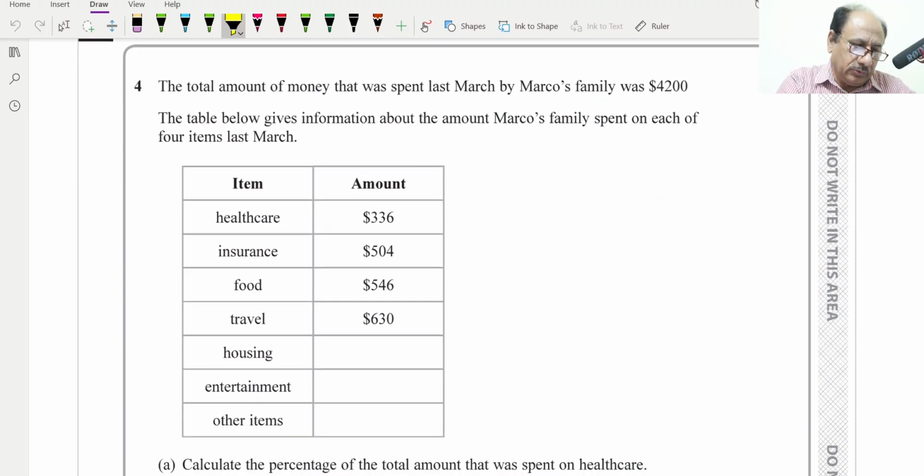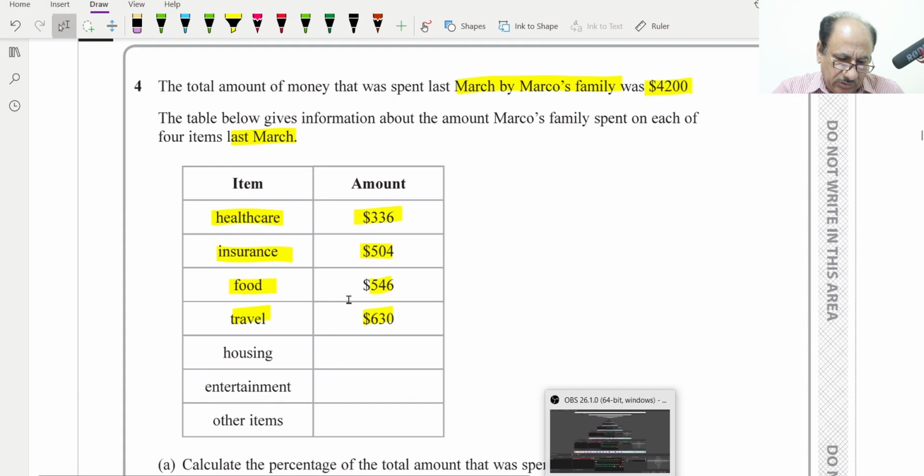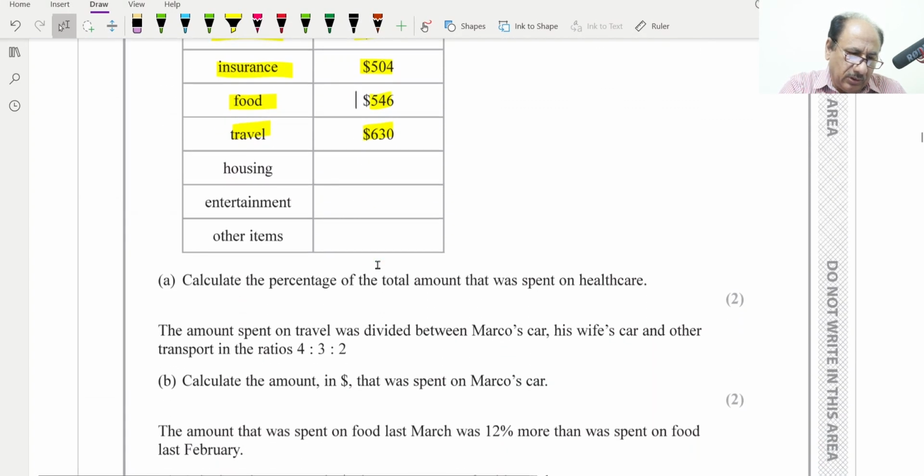Question number 4. The total amount of money that was spent last March by Marco's family was this much. The table below gives information about the amount Marco's family spent on each of 4 items last March. So, health care, insurance, food, travel, these numbers are provided, and housing, entertainment, and other items are left blank for us.